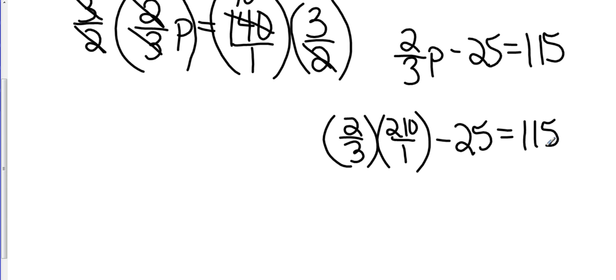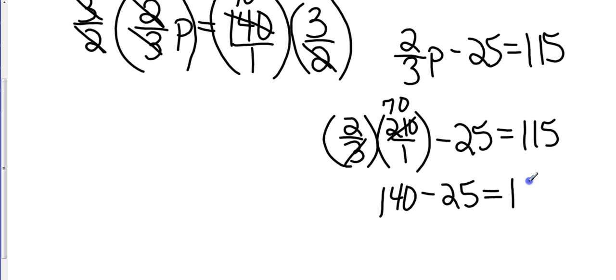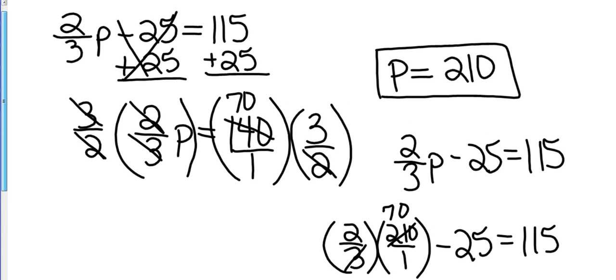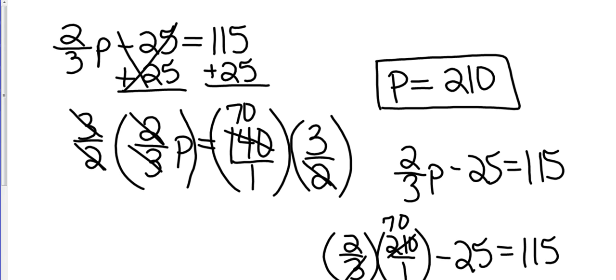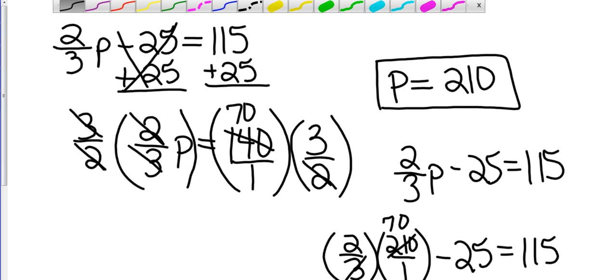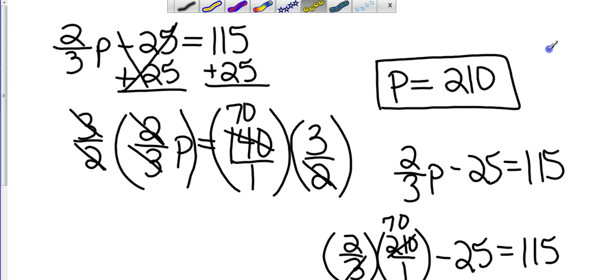Well, our canceling, I know 3 goes into 21, so it should go into 210, and it does. That's going to be 70 times. 70 times 2 is 140. And 140 minus 25 does give me 115. So I know that my answer has checked, and it is so happy that it has checked.